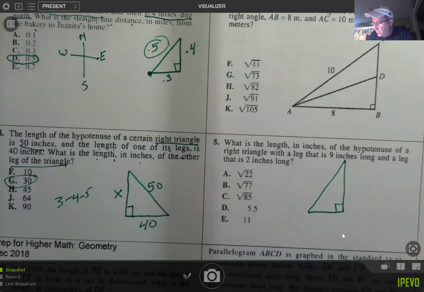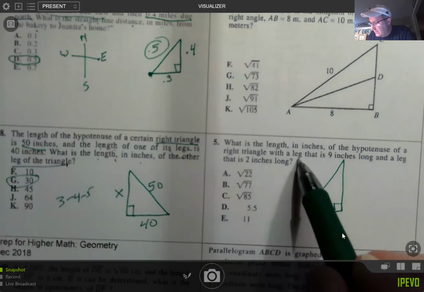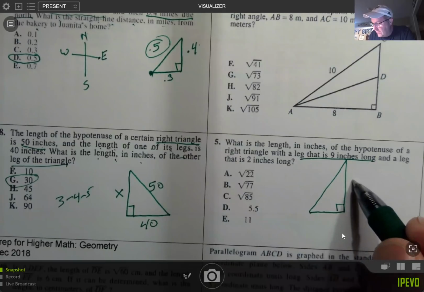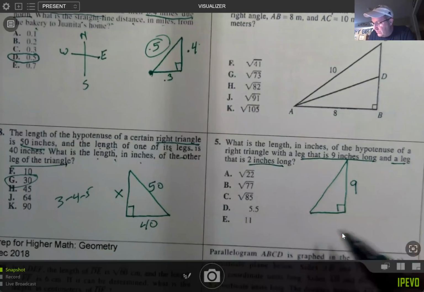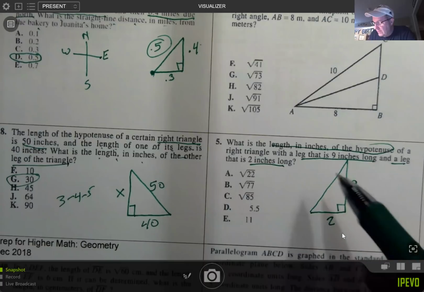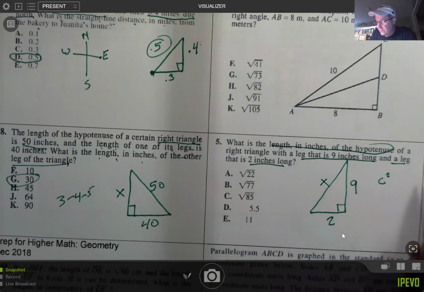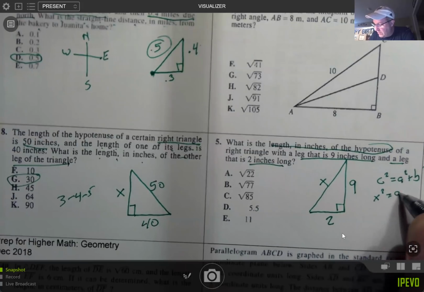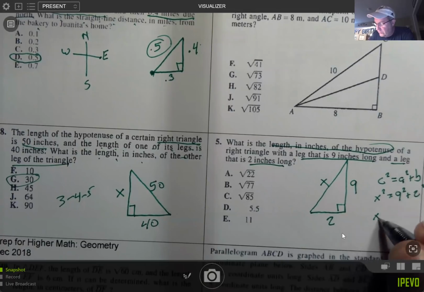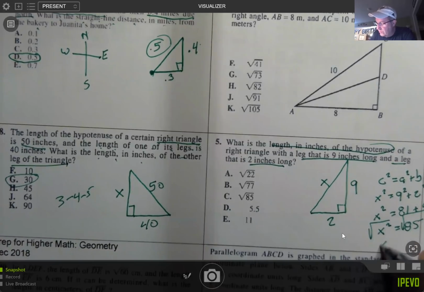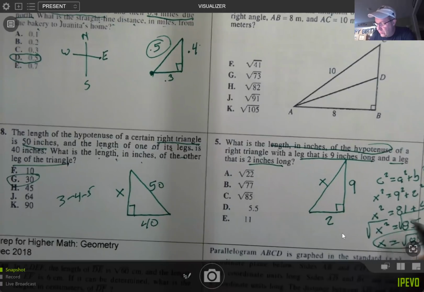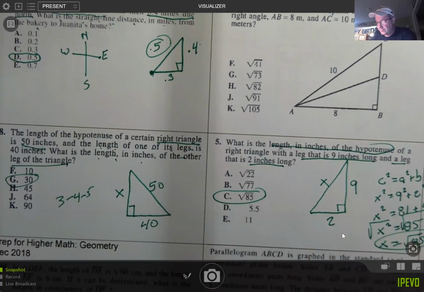All right. We are told that a leg is 9. I'm going to call this side 9, and another leg is 2. They want to know how long the hypotenuse is, how long x is. Well, I'm going to do that Pythagorean theorem because there's no triple with this one. So we have x squared is equal to 9 squared plus 2 squared. So x squared equals 81 plus 4, or 85. We square root both sides. x is equal to the square root of 85, and we see it right there, letter C.